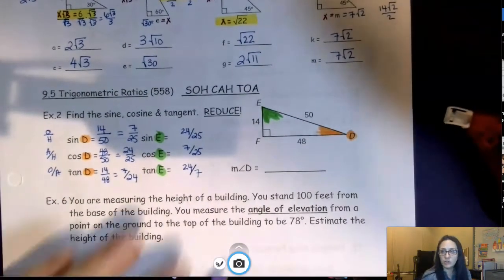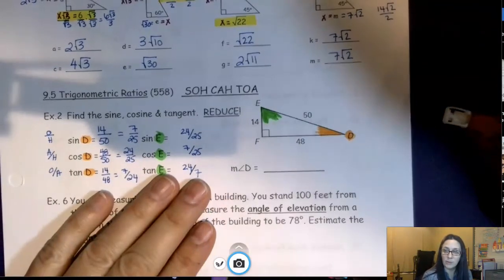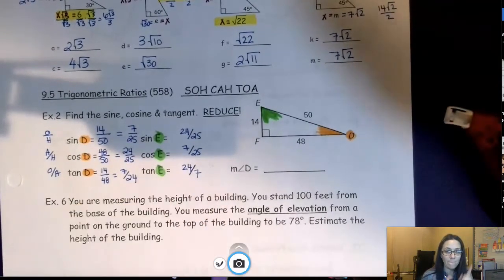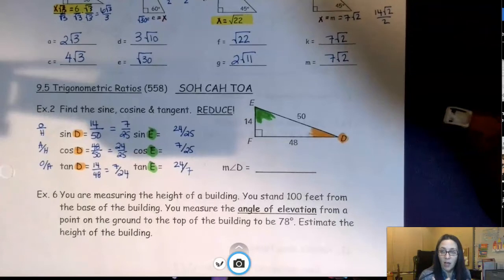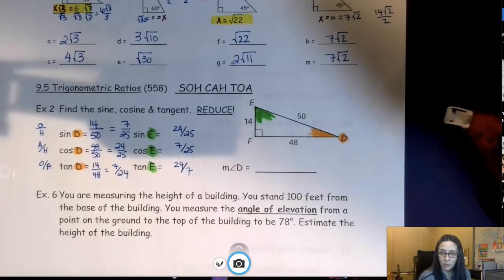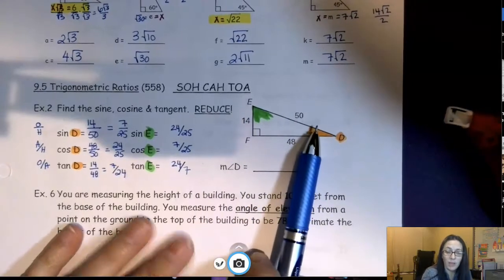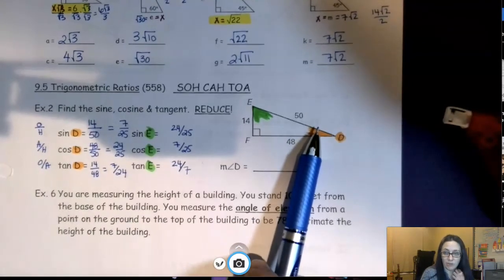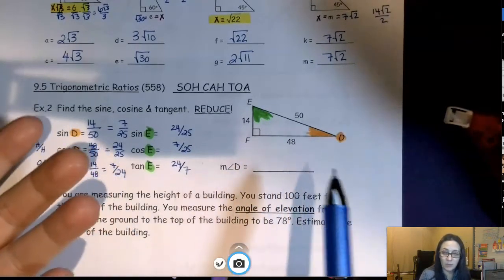Okay, now I want you to find the angle measure of D. Remember, when we're looking for the angle measure, we need to use the inverse function. So you need to pick a function. You can use sine, cosine, or tangent here. It really isn't going to matter because they gave you all three. Generally, if we want you to use a certain one, we're going to lead you or tell you which one to pick. In this case, it doesn't really matter.